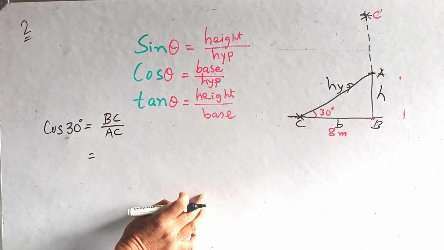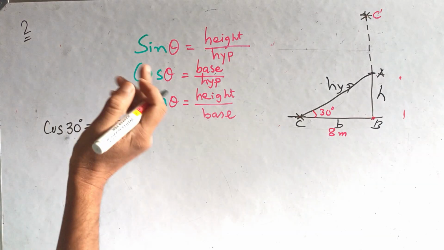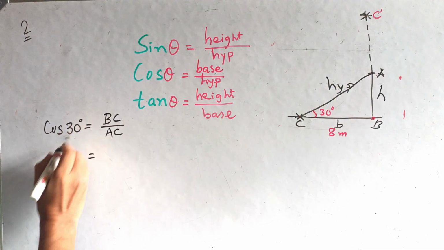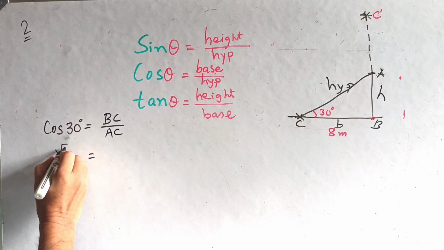Cos 30, do you remember? I have erased the table. Cos 30, how to remember if you have forgotten? If you want to remember from sine, cos 30 means sine 60 value. So that is root 3 by 2.